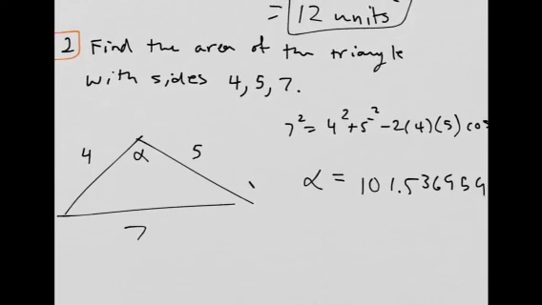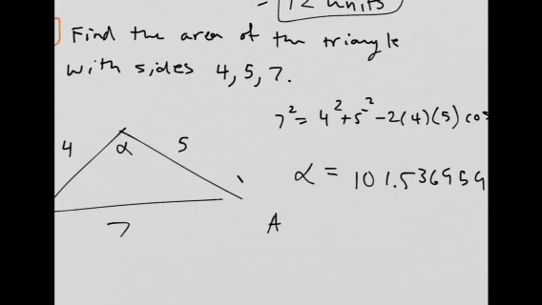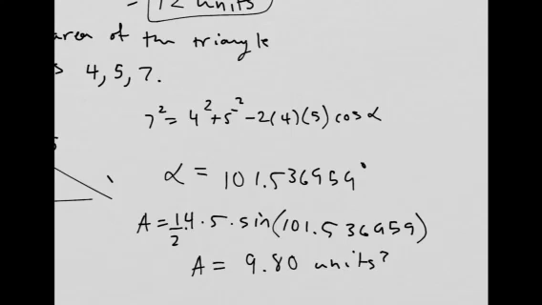And then after that, we can plug it into our area formula. So A equals the sides around the angle. So we have 1/2 times 4 times 5 times sine of 101, blah, blah, blah. And then the area, if you multiply that out, is approximately 9.80 units squared. And I don't care if you write down the units squared part. If they don't give you units, I don't care.